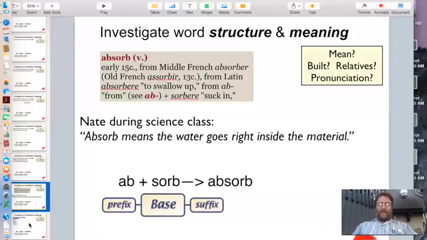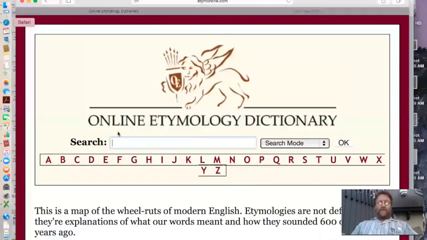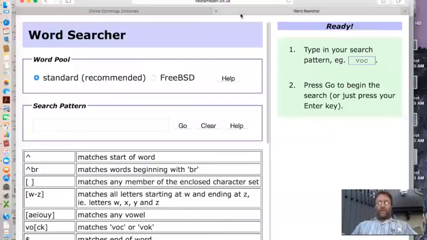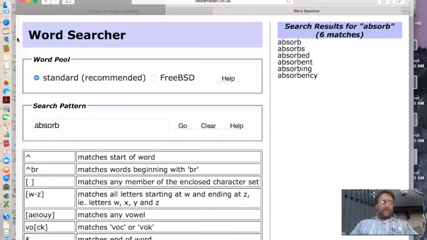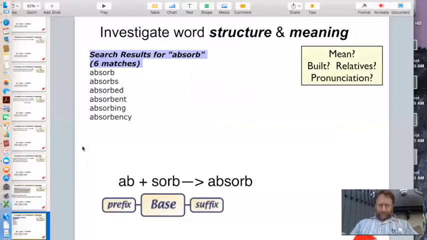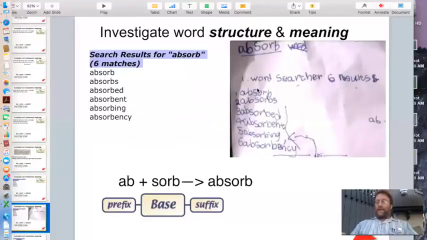And now we can take a look at, if SORB is a base, it should build some other related words. And I hop over to the Word Searcher a lot for this kind of thing. So here we'll pop over to the Word Searcher and just show you how we do it, because Anya did this. Let's put absorb here and see what other words we get. And we find these 6 words. Nothing hugely surprising there, but we have those words. And of course, this is exactly what Anya had done. She labeled that she had these 6 results.